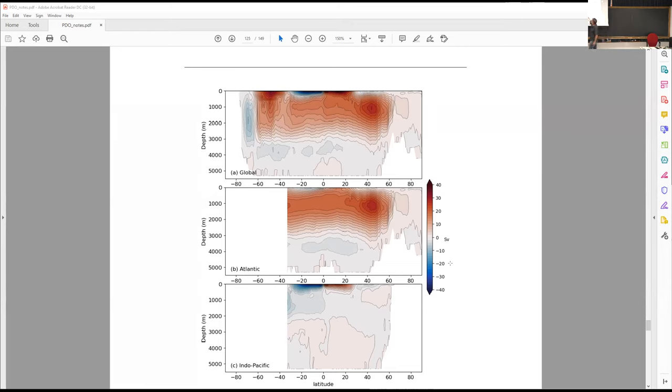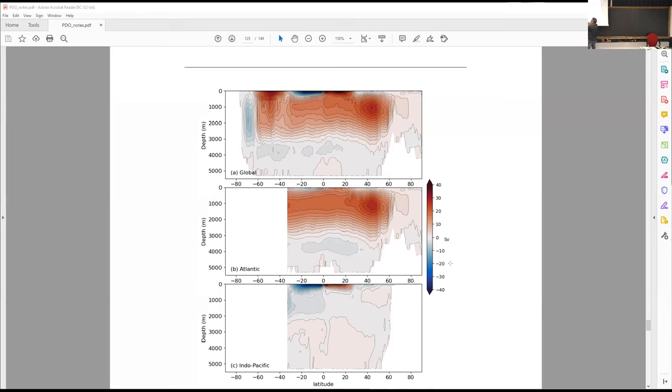There is some diffusion between these two cells, but most of the water is upwelled again by Ekman pumping in the Southern Ocean. Then if you look at the Pacific, you don't have much of this deep circulation because there's not much deep water production. There's supposed to be some Antarctic bottom water, so a signature of the deep cell. It's very weak in this model, but in reality there is.